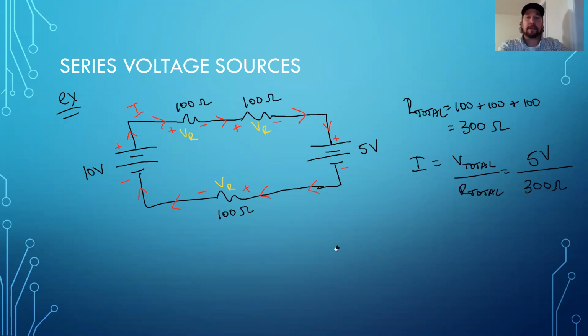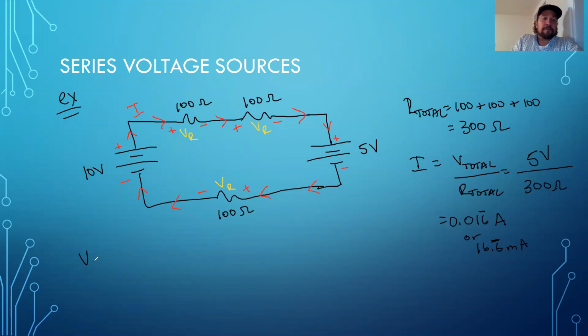Right? So let's just do that calculation, 5 divided by 300, and we get 0.016, and the 6 is repeating. So I'm just going to put a line over it, amps. That little line over the 6 means the 6 repeats forever until the end of time, or it's 16.6 milliamps.